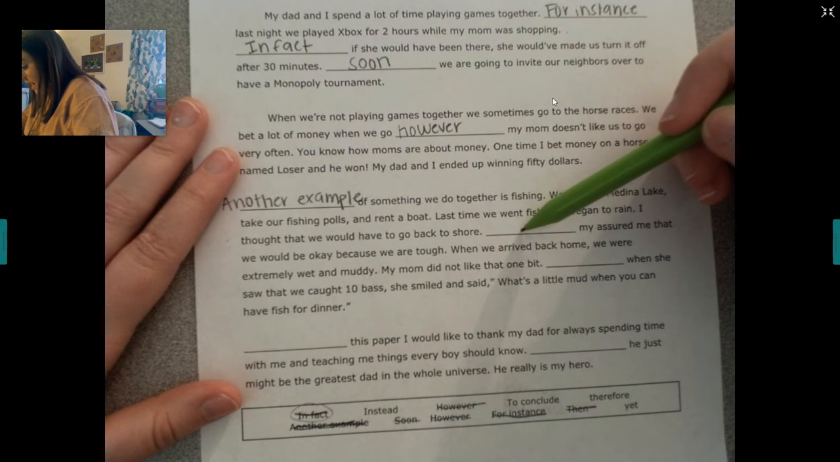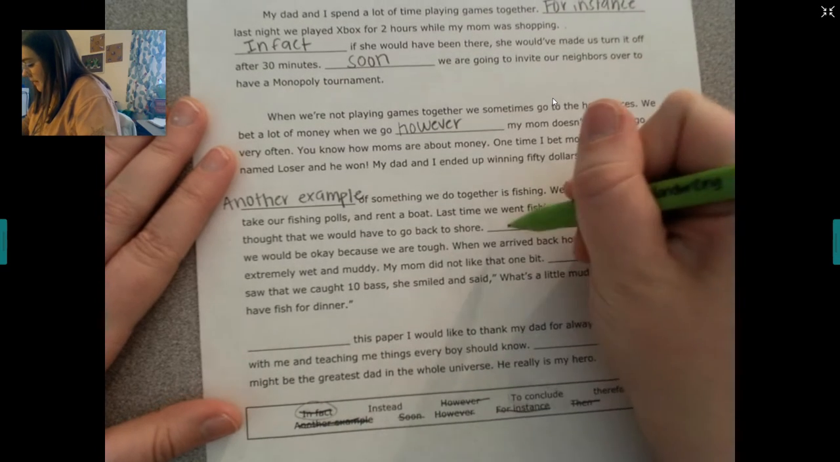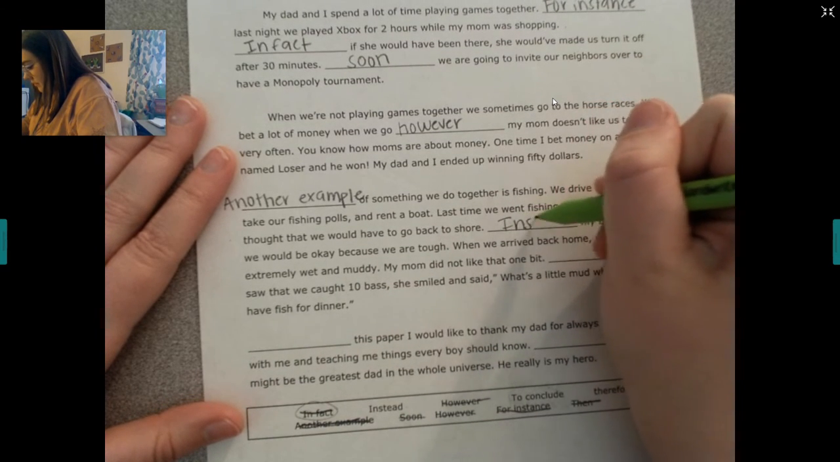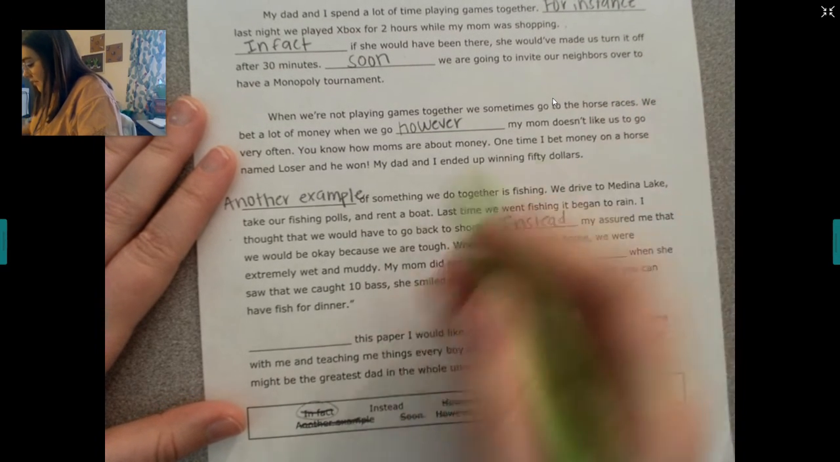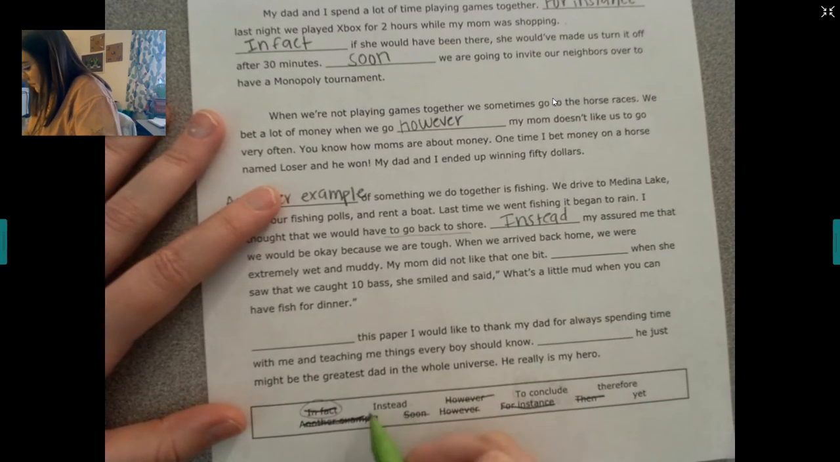So should I say instead, my dad assured me, yet my dad assured me, therefore? I'm thinking maybe instead. Because instead of going back to shore, his dad assured him that he would be okay.